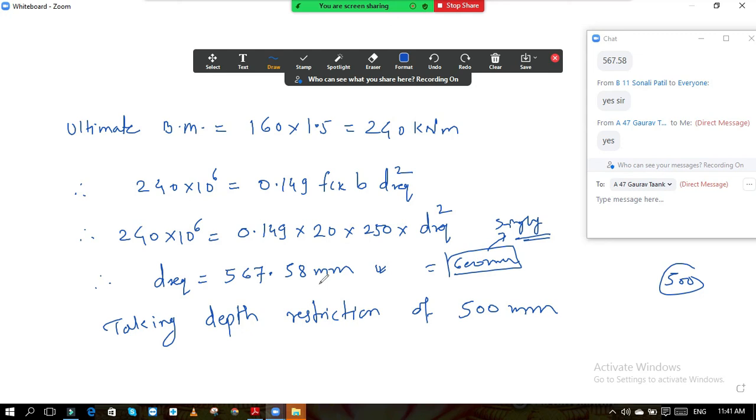Okay, this is the concept. So now here we cannot provide this 567 depth as it is. Okay, so for that now what we will do, I will assume here taking the depth restriction of 500 mm. You can take 450 mm also.